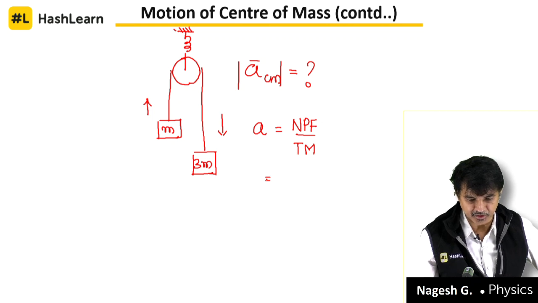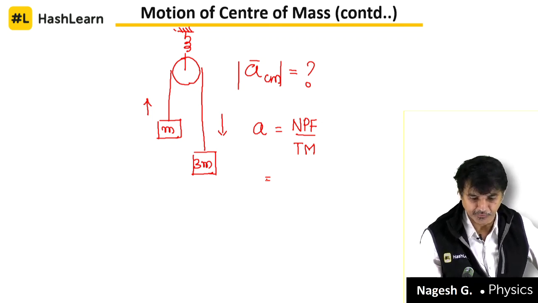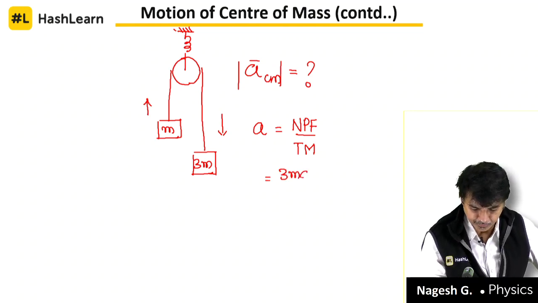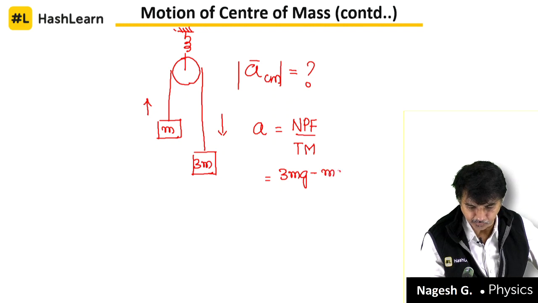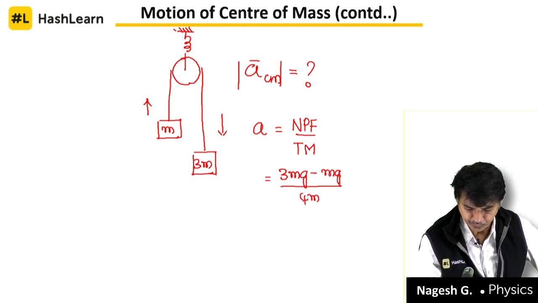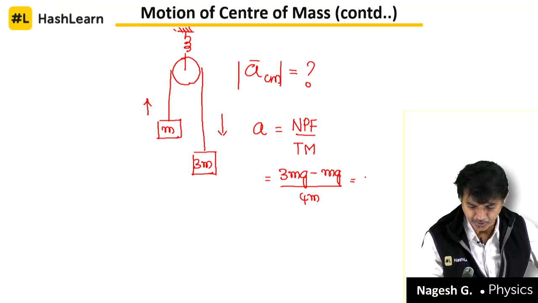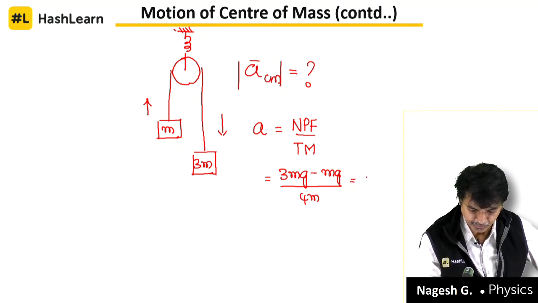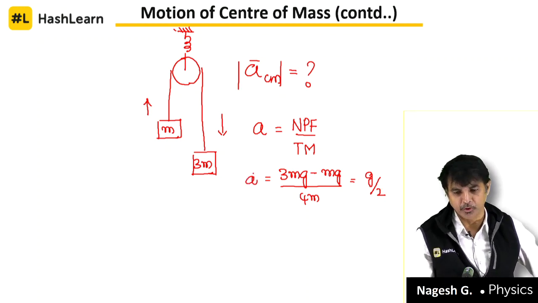Bhagyasri, fantastic Bhagyasri. She declared her answer as g by 2. Now let us see who is the winner. Net pulling force, strong force, 3mg minus weak force, mg, by total mass, 4m. This is equal to 2mg by 4m. That is nothing but g by 2. This is acceleration of each block.